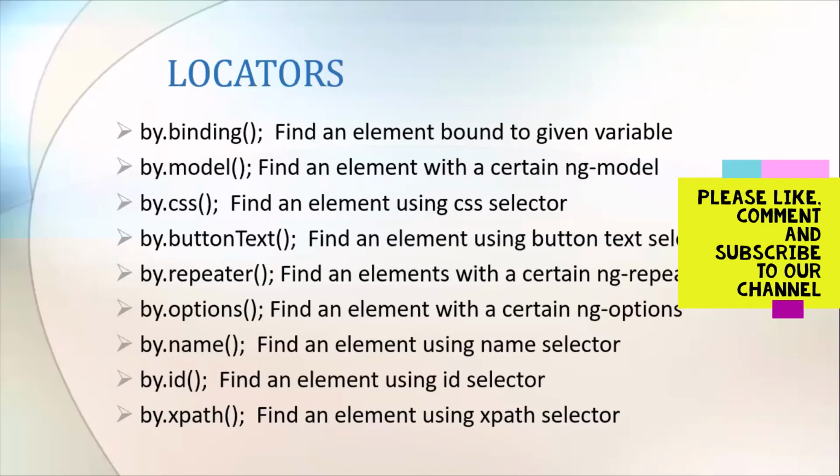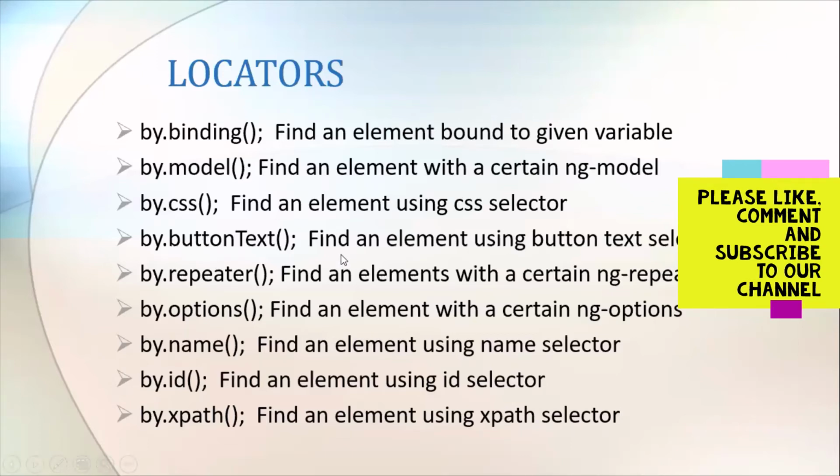Okay, now by.css is pretty similar to what we used in the WebDriver API, basically selecting an element using a CSS selector, right? So in CSS, if you are using a class, you can use the dot, and you can also use the ID. So that is basically the CSS selector.